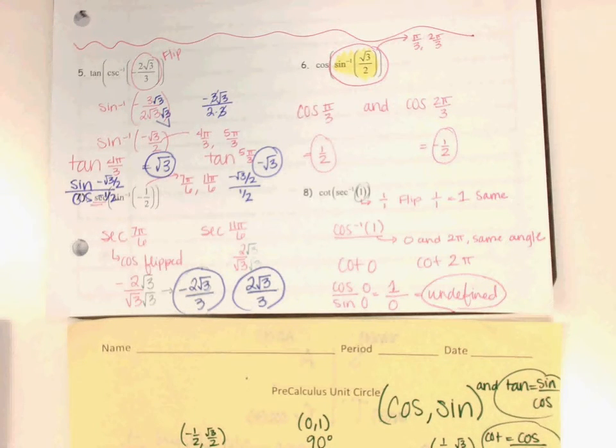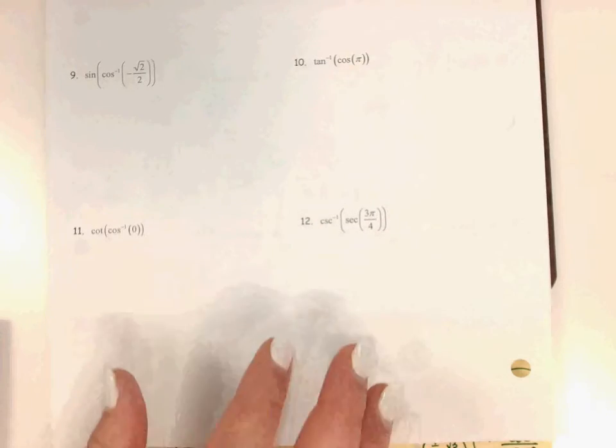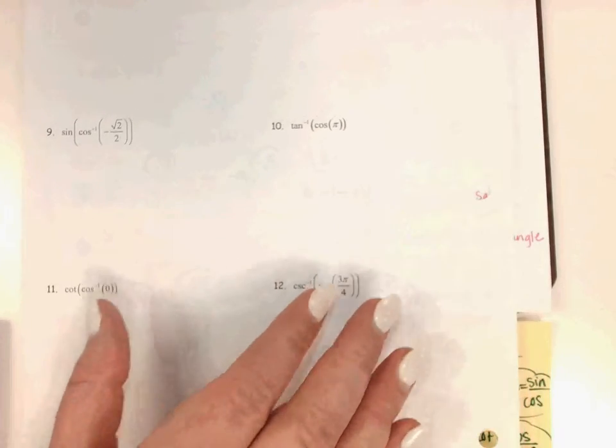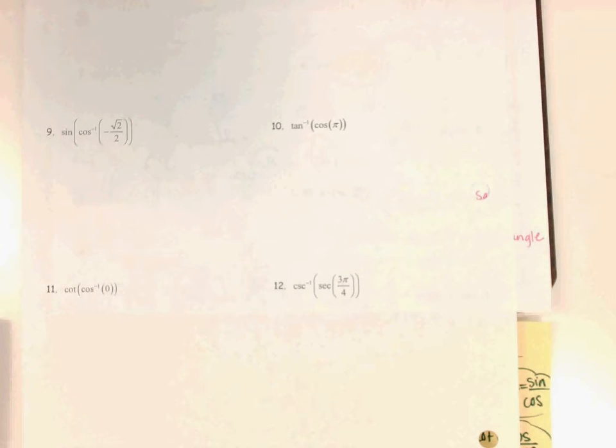Let's do number 9. Okay, look at your homework. Number 9. Okay, I'm going to give you a second to think about it. I want the inverse cosine of negative root 2 over 2. Just do that part first.